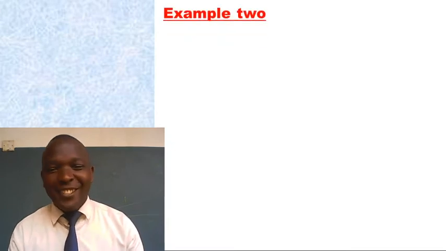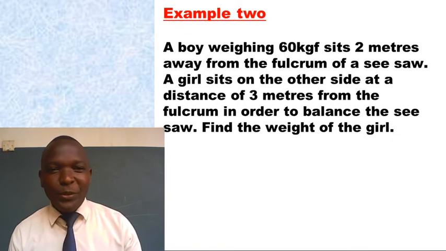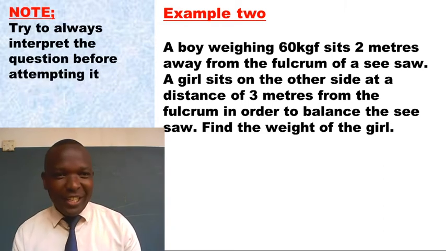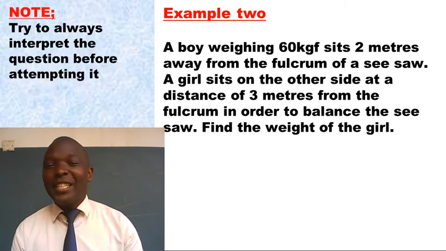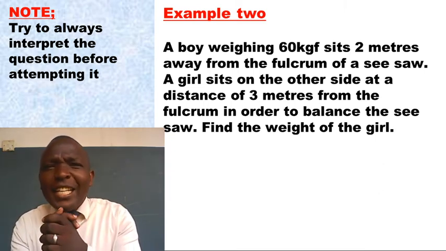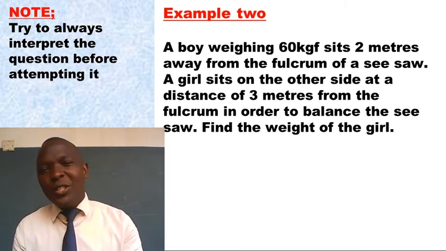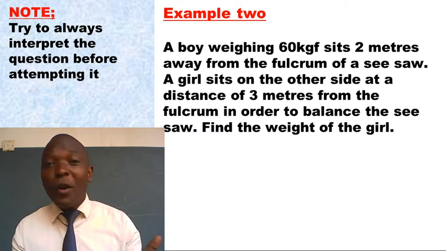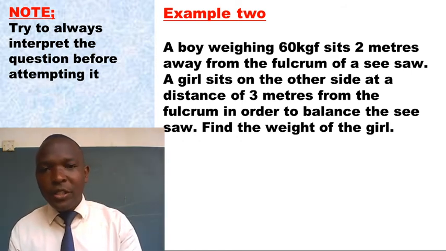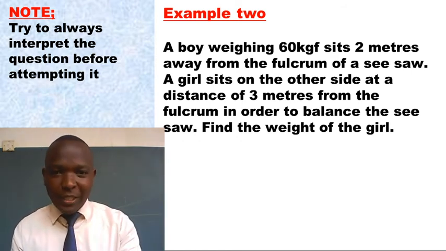Example 2. Who's going to try it for us? There we go, example 2. So in this example 2, we need to note something. Try to interpret the question before attempting it. Members, try to understand it very well. What is the question saying? A boy weighing 60 kilogram force sits 2 meters away from the fulcrum, what we call the pivot of a seesaw. That is a boy.